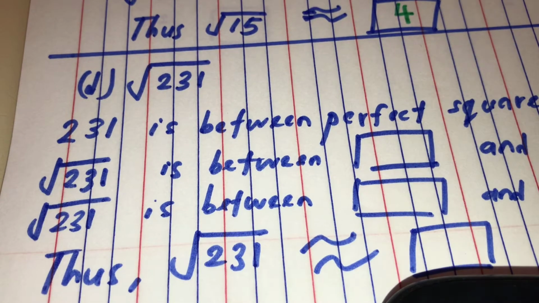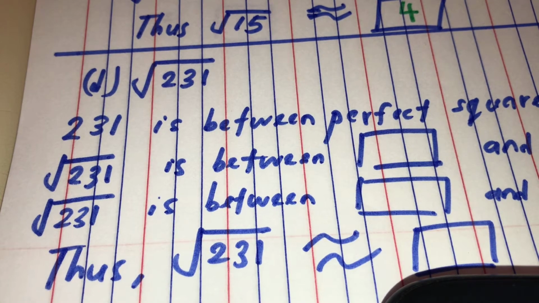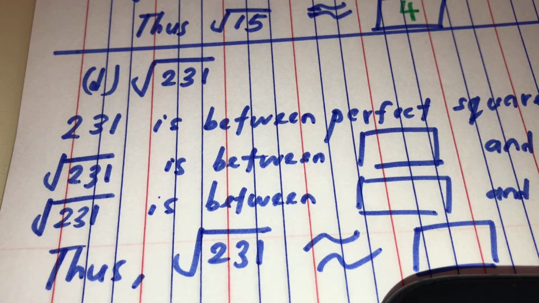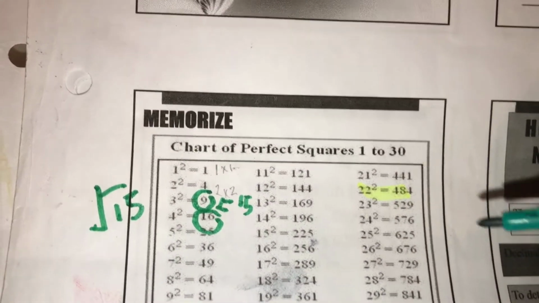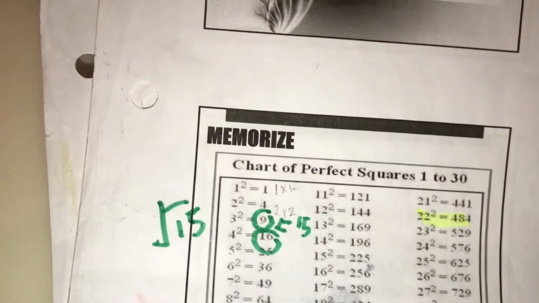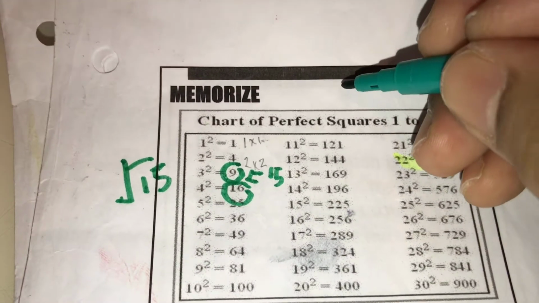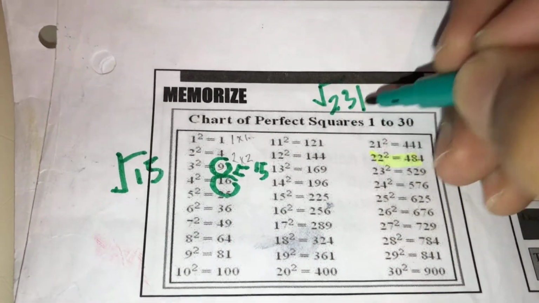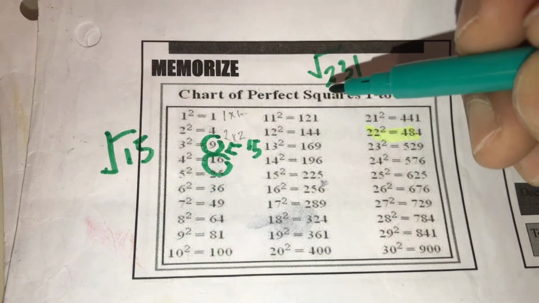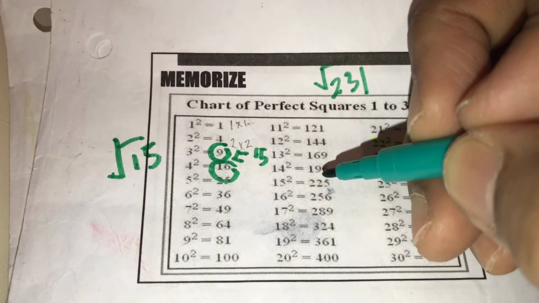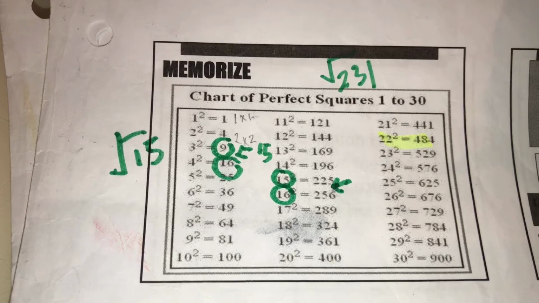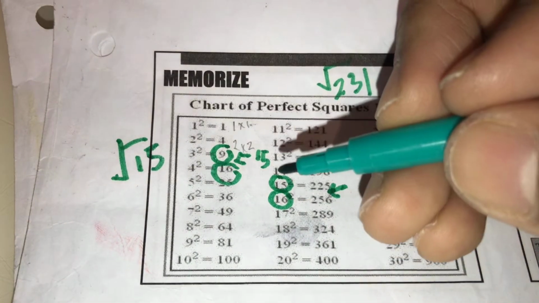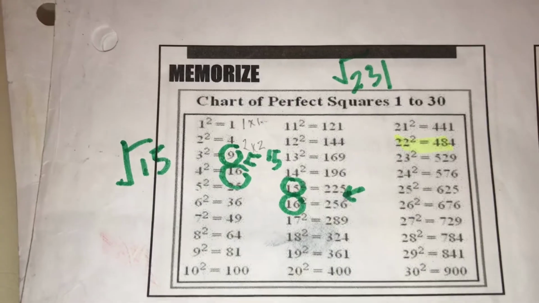Okay, so the next one, square root 231. If you check the perfect square, 231 is near to which one? If you memorize, you can write here. Now the question asks you about square root 231. Now you check which value is near to 231. So 231 is near to 15 square and 16 square. So you just write 15 and 16.